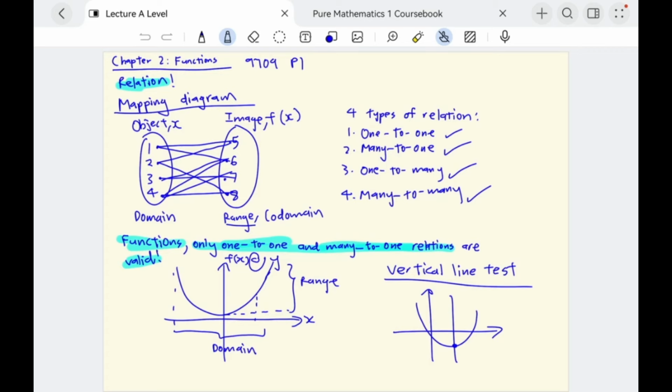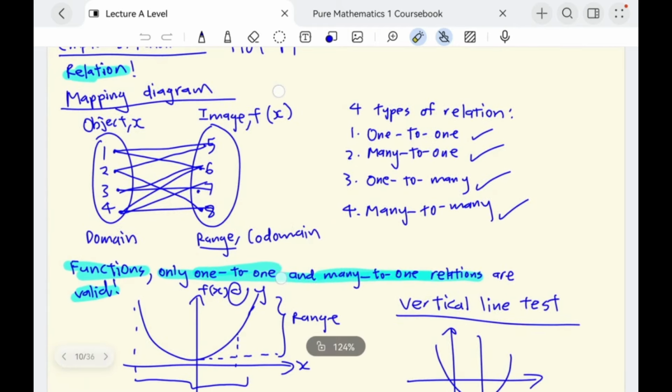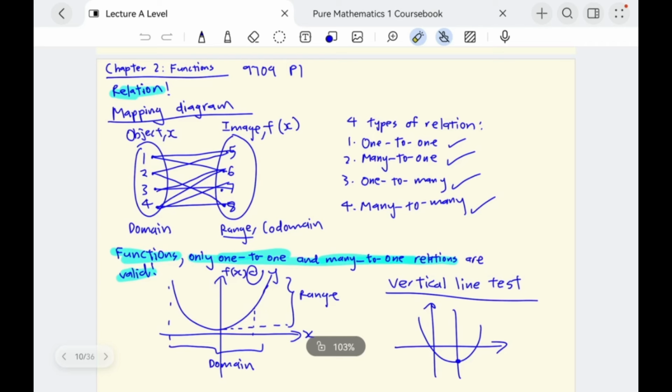Hello guys, welcome back to this channel. This is Jonathan Goldfish. So for this video today, we are entering chapter 2, functions. In the previous chapter, we discussed quadratics, but for this chapter, we are discussing functions. What is a function in terms of mathematics? It is basically a relation. So how do we describe the term relation in functions in terms of maths?